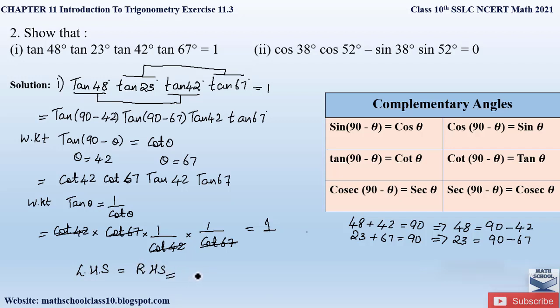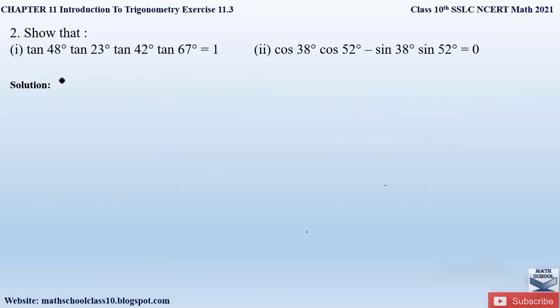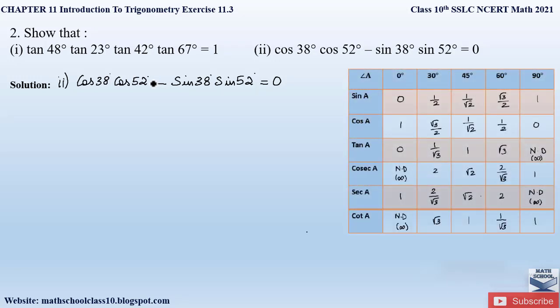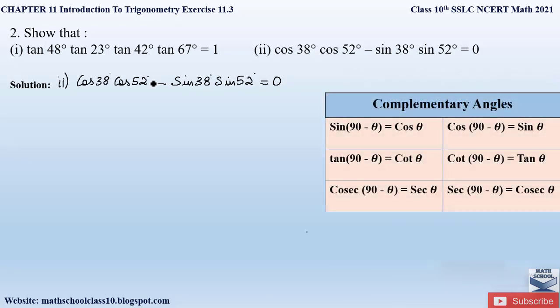Now similarly, let us solve the second part of the question, which is given as cos 38 degree into cos 52 degree minus sine 38 degree and sine 52 degree. This should be equal to 0. Again you can observe that these 38 degree and 52 degree angle values are not given in our trigonometric ratio table. So we will use complementary angles to solve such kinds of questions.